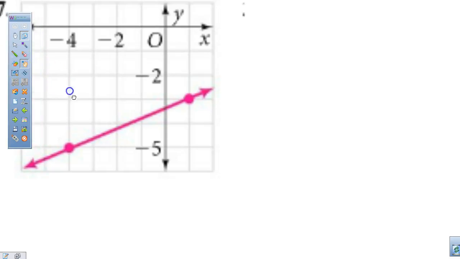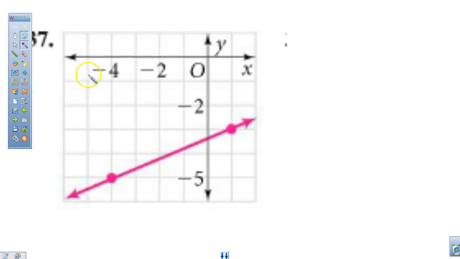All right, so the first thing that I'm going to do for this question here is zoom in on my graph, and I'm going to go ahead and label these points. This would be the point (1, -3). And this right here would be the point (-4, -5).